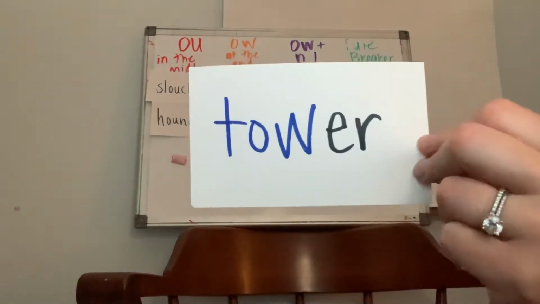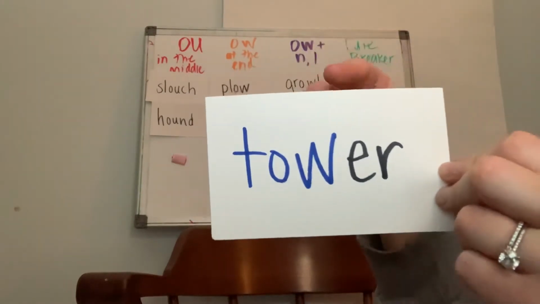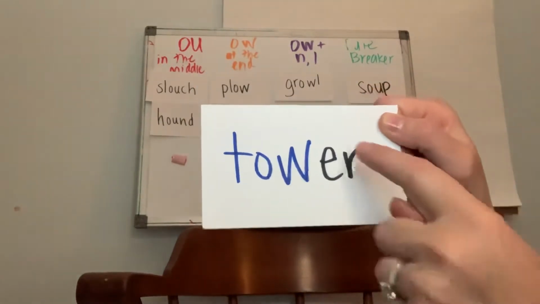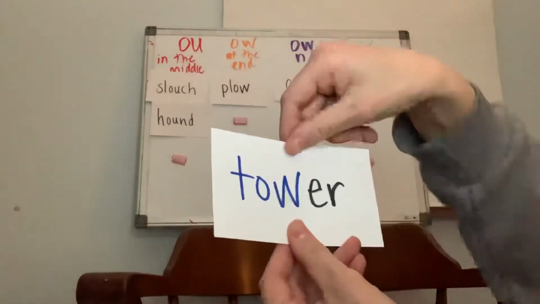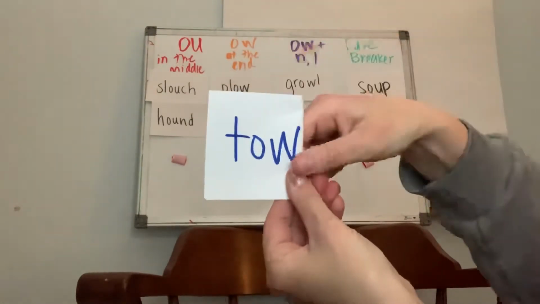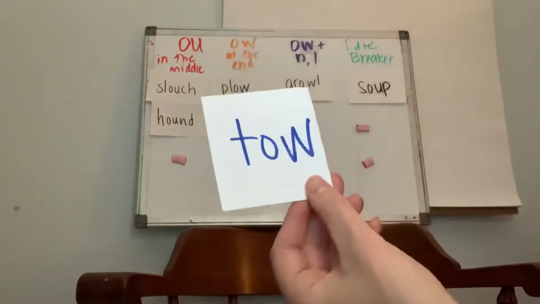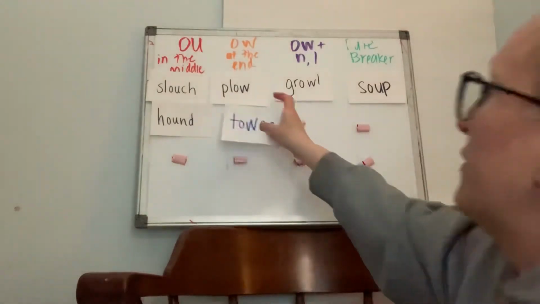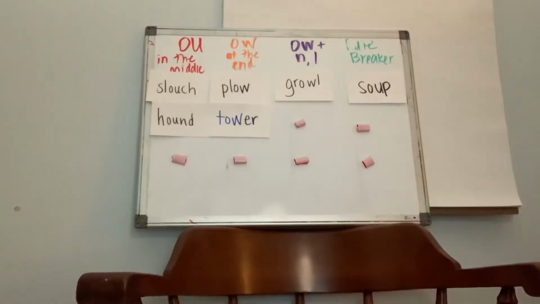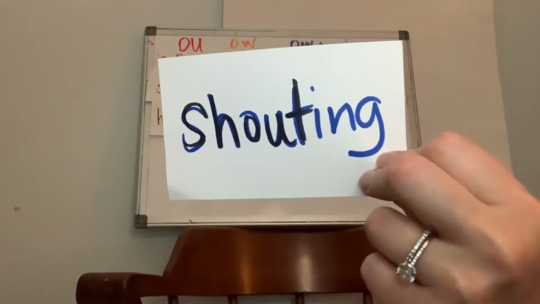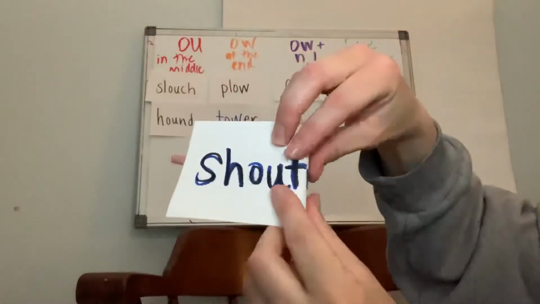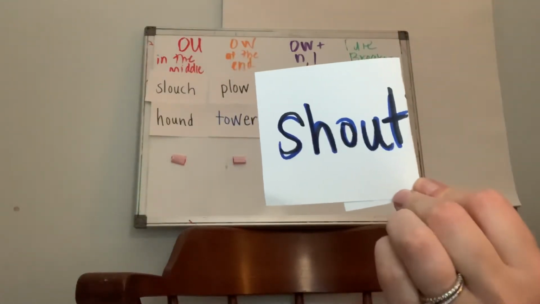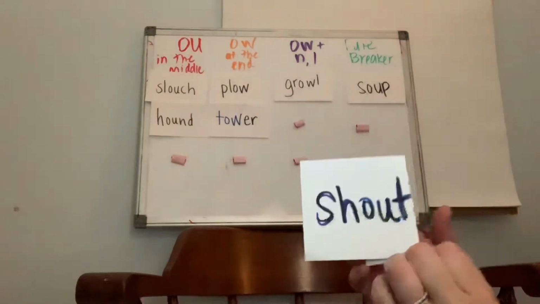How about tower? Now let's focus just on that first syllable. It looks like our ow is in the middle of a word, and that's not the way we do it because there's no N or L after it. But if we break our syllable apart and take just one syllable, now it is at the end of the syllable and it follows the rule. So that's going to go in our OW at the end of a word or syllable. Shouting. Let's take our syllables and divide it up. The first syllable is shout. That ow sound is in the middle of a word and it's spelled with an OU, following that rule.